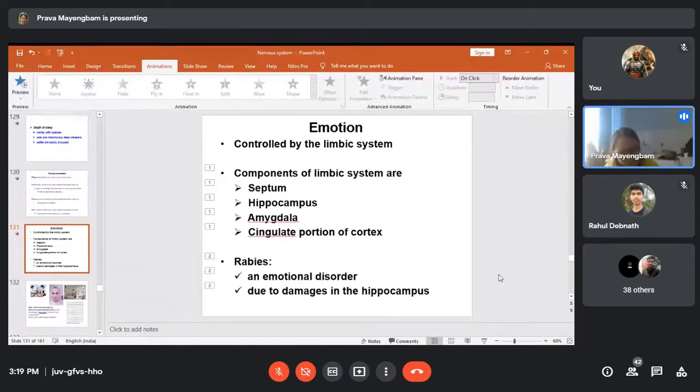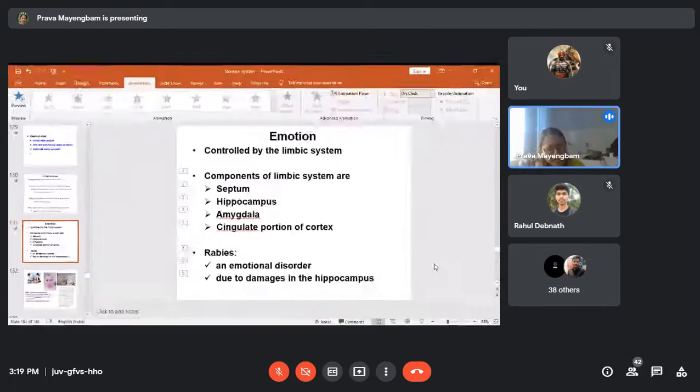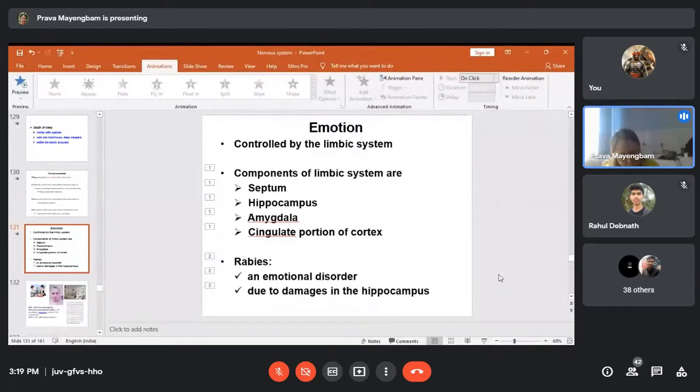If someone is suffering from rabies, a human being, and if he bites another animal, it can be any animal, and the virus is transmitted to the cut injury, the other animal will get rabies.